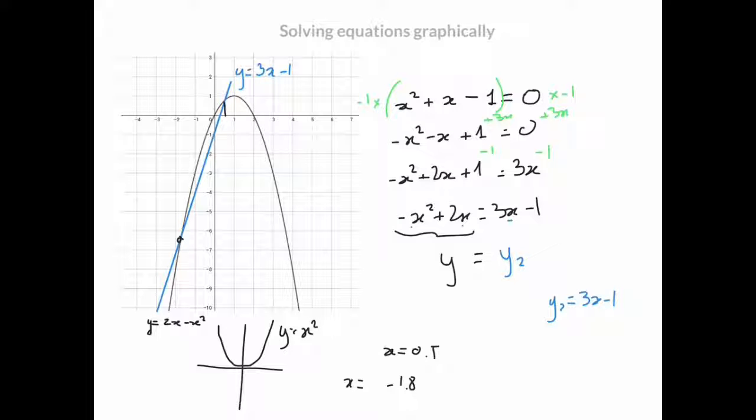x squared is equal to something else. And all you have to do is to plot one extra line and use this graph of y is equal to x squared to solve this equation.